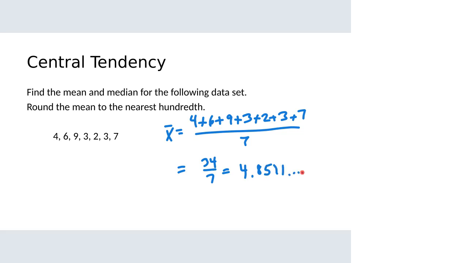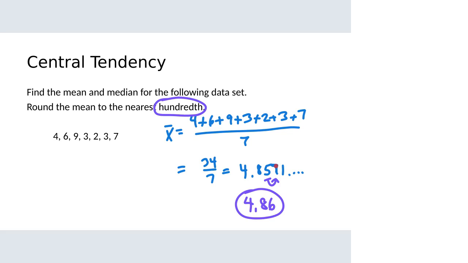And here we were told to round to the nearest 100th. So we'll find the hundredths place and look one space to the right. Mine's kind of sloppy there, but that's a 7. So we'll round this up to 4.86. So we rounded up because it was 4.8571. That was 5 or bigger, so we rounded up to 4.86 for the mean.